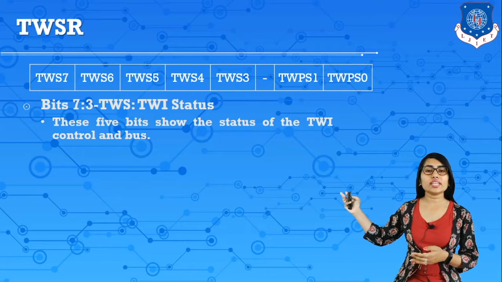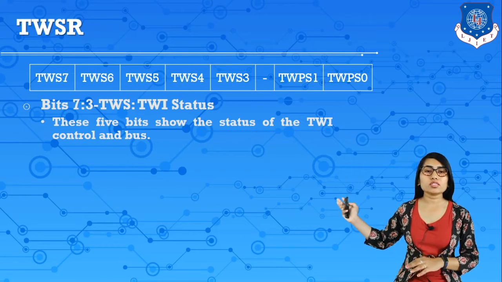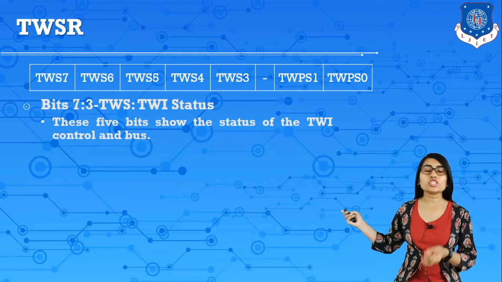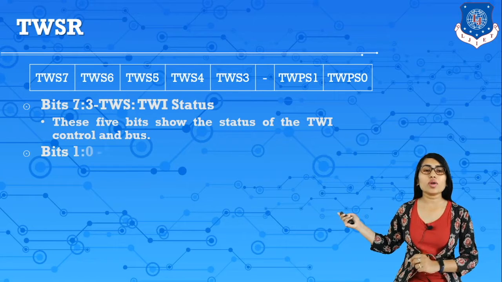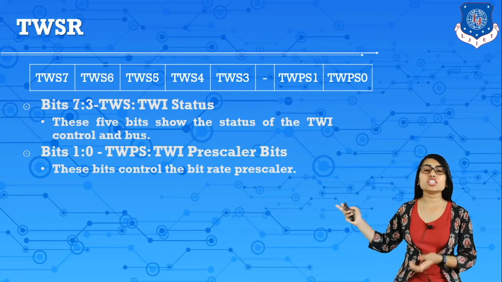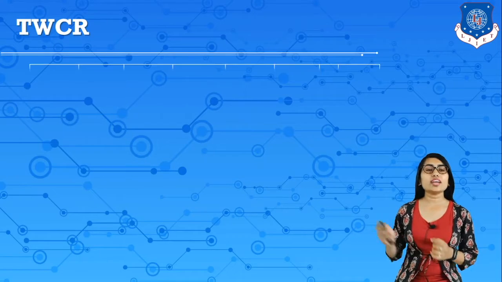Then TWSR. For the TWSR there are a total of 7 bits. The TWS bits, which are 5 bits, show the status of the TWI control and bus, and TWPS, the TWI prescaler bits, control the bit rate prescaler. So this is TWSR. Now TWCR.